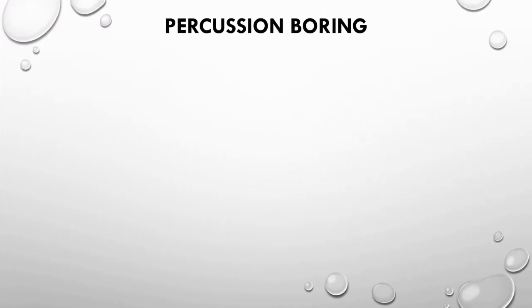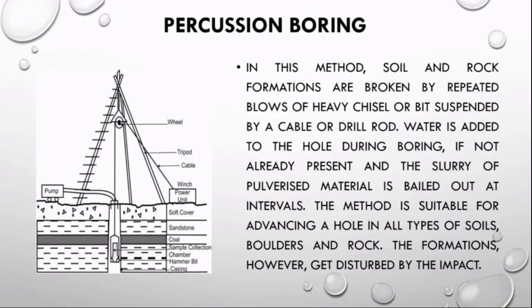Percussion boring. In this method, soil and rock formations are broken by repeated blows of heavy chisel or bit, suspended by a cable or drill rod. Water is added to the hole during boring, if not already present, and the slurry of pulverized material is bailed out at intervals. The method is suitable for advancing a hole in all types of soils, boulders, and rock. The formations, however, get disturbed by the impact.